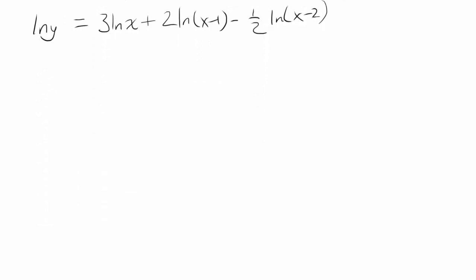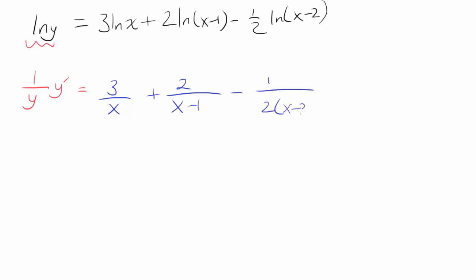So now let's differentiate this. Differentiating natural log of y with respect to x gets you 1 over y times y prime. And you have 3 times natural log of x, which becomes 3 over x, plus 2 times 1 over x minus 1, and you differentiate x minus 1 and multiply by that. That's just multiplying by 1, so we don't have to worry about that. Minus 1/2 times 1 over x minus 2, and you differentiate x minus 2, which gets you 1, so you don't have to worry about that. So we know y prime is equal to y times this crazy expression.